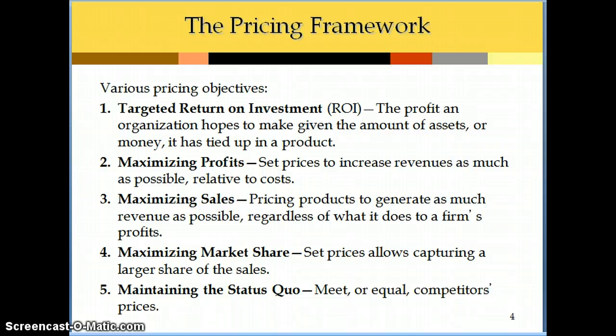Before setting the price for an offering, a firm must determine its pricing objective, or what it wants to accomplish with its pricing. It must also estimate demand, determine costs, and analyze all factors affecting pricing decisions. The most common pricing objectives include, number 1, earning a targeted return on investment, or ROI: the profit an organization hopes to make given the amount of assets or money it has tied up in a product. Number 2, maximizing profits.